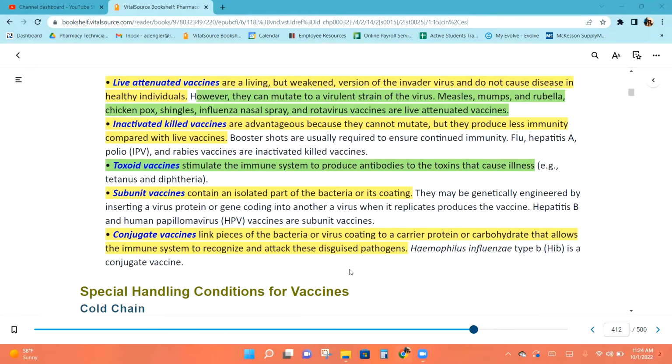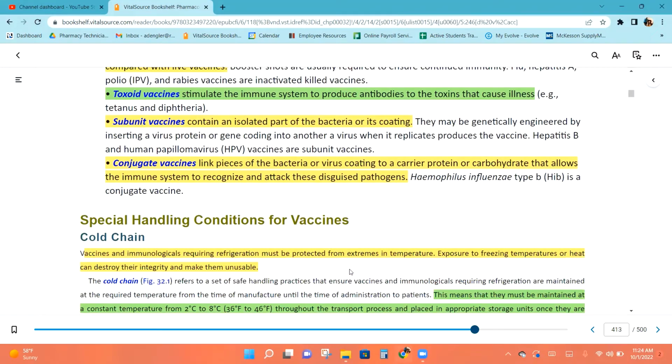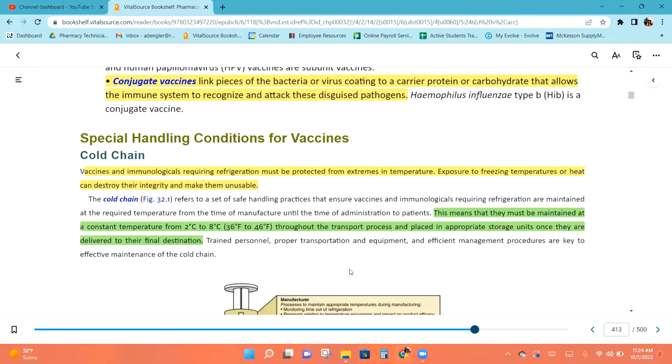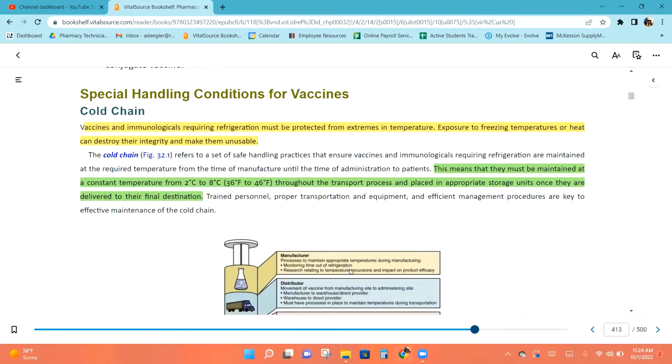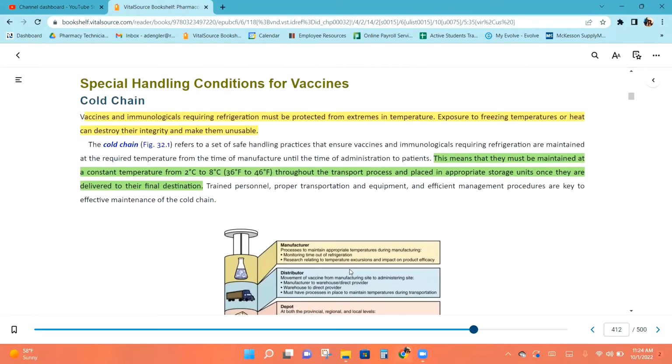Conjugate vaccines link pieces of the bacteria or virus coating to a carrier protein or carbohydrate that allows the immune system to recognize and attack these disguised pathogens. The Hib vaccine is a conjugate vaccine.